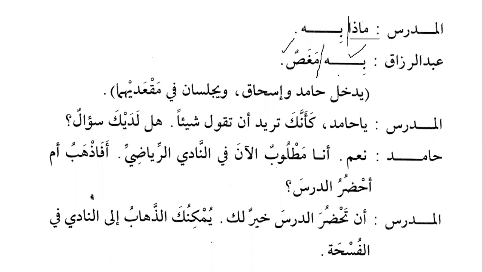Most of this part, as we know, deals with the nominal sentence, and now we move on to the verbal sentence. Yadkhulu, he enters. Who enters? Hamidun, Hamid, wa Ishaqu, and Ishaq. So Hamid and Ishaq enter, wa yajlisani, and they both sit fi maq'adayhima, in their seats. Maq'adayhima, do you remember this construction?